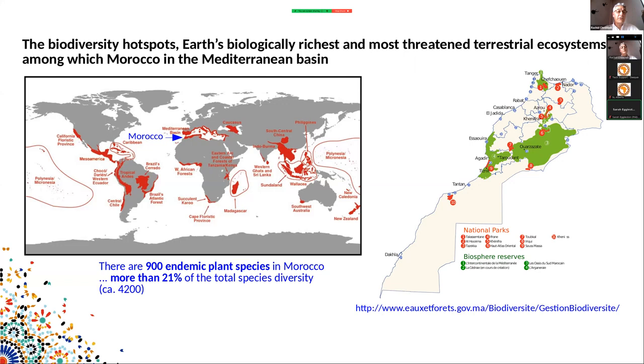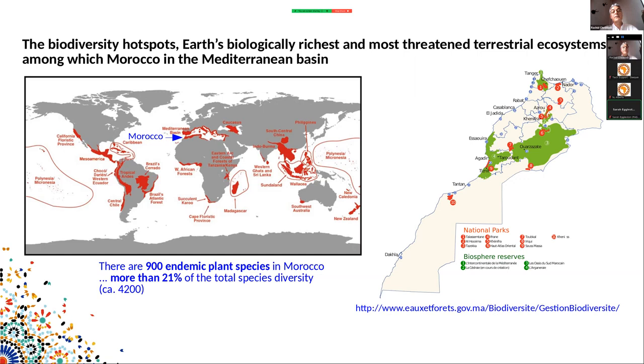When I say rich, it's in terms of resources to manage this biodiversity issue. And today, as I said, I will talk about Morocco. In Morocco, there are about 900 endemic plant species, I mean 900 species that occur only in Morocco. This is more than a fifth of the total species diversity in Morocco, which has about 4,200 species. So preserving this tremendous amount of endemic species, many of which are threatened today, can be a daunting task.